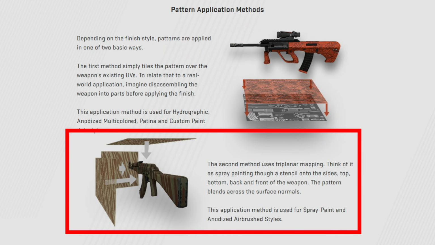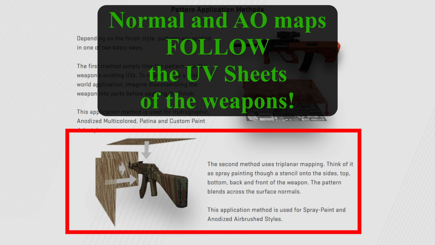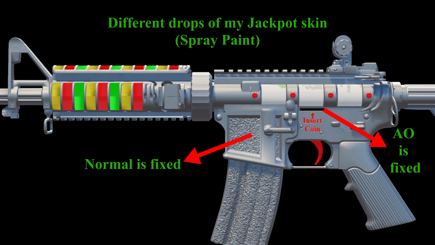Now going back to how the pattern is applied, although the pattern image doesn't recognize the UV sheet of the weapon, which is also true for the roughness map and the pearlescent mask, it is not true for the normal and AO maps. For the normal and AO, the UV sheet is taken into consideration, which means that they are fixed in place and will not change per skin drop.